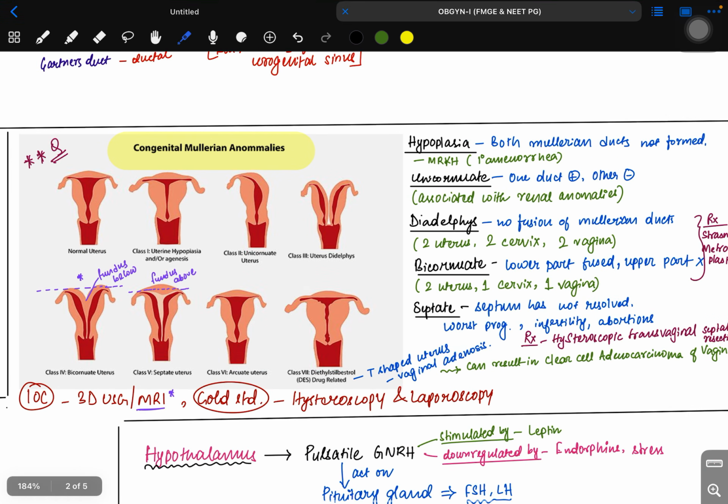Hypoplasia means both the Mullerian ducts are not formed. An example is MRKH, Mayer-Rokitansky, and it leads to primary amenorrhea. Unicornuate uterus you can find here. Here what happens?